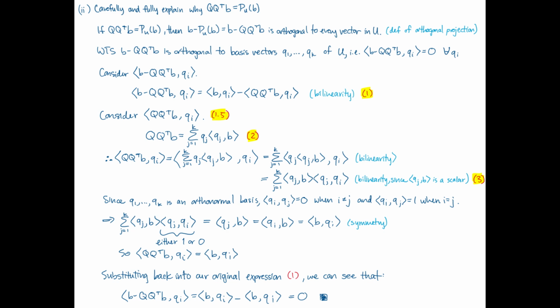Because our Qi's define an orthonormal basis, we know that the inner product of the two basis elements will be 0 when they are different, and 1 when they are the same. Using this information, our sum in 3 will be 0 when i doesn't equal j, and it will be 1 in the single instance that j equals i. This means that 3 is actually equal to the inner product of B and Qi. Substituting this back into equation 1 tells us that the inner product of B minus Q transpose B and an arbitrary element Qi of the basis vectors is equal to 0, which proves that B minus Q transpose B is orthogonal to the basis elements of U, and hence completes our proof.